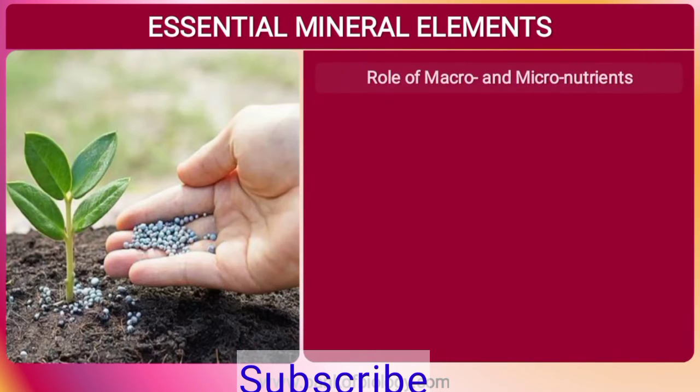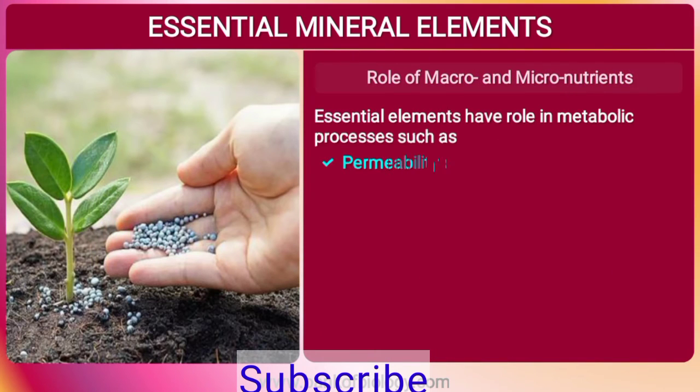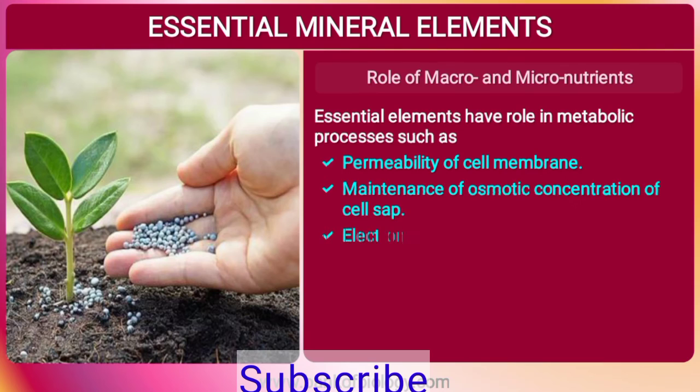And now we are going to look upon the role of macro and micronutrients. Essential elements have a role in metabolic processes such as permeability of the cell membrane, means to say it acts selectively permeable, allows some molecules to pass in and some to pass out, while keeping the others in and out intact. Maintenance of osmotic concentration of cell sap, means to say maintaining the cell cytoplasm, not allowing too much water to go out and too much water from outside to enter into the cell to burst it.